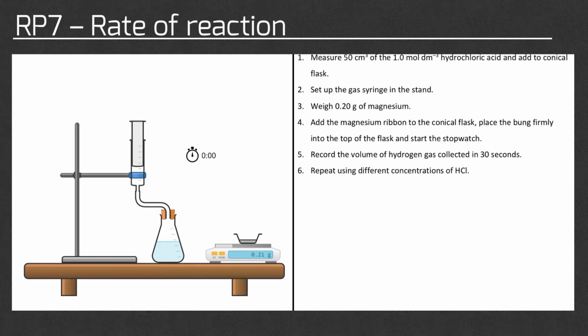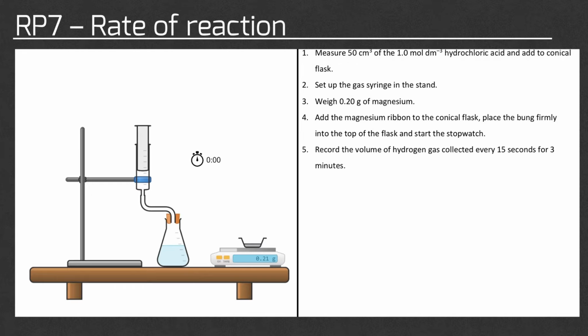You'd then add the magnesium to the conical flask and attach the bung. Once you've done that, you'll start the stopwatch. You'll record the volume of hydrogen gas collected within 30 seconds. You'd then repeat this experiment using different concentrations of hydrochloric acid and measure the amount of hydrogen gas collected in 30 seconds in each case.